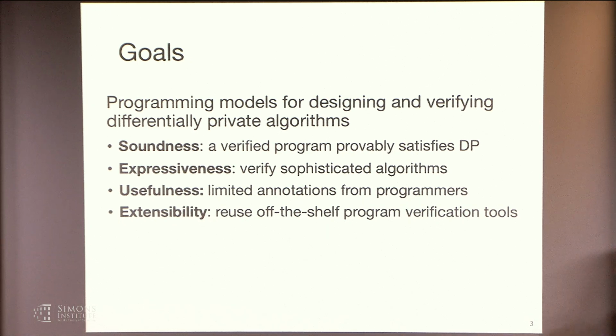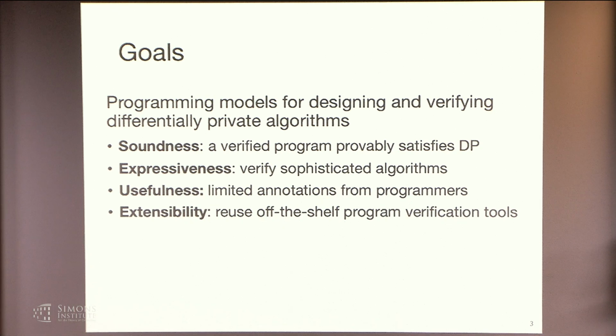The first and most important goal, as in most formal methods, is to guarantee soundness, meaning that a verified program provably satisfies differential privacy. So if I verify the program, there's no way that the program can go wrong. The second goal is to make it expressive. We want the verification mechanism to verify as many sophisticated algorithms as possible, including the SVT technique.